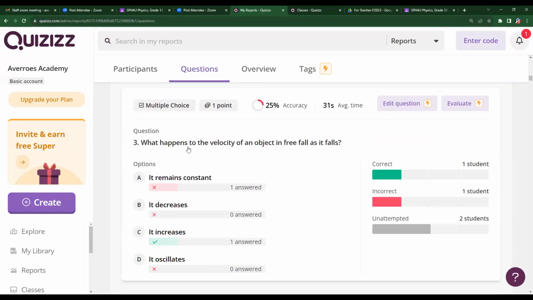What happens to the velocity of an object in free fall when it falls? When an object is dropped, velocity is 0, right? And then every second velocity will increase. On Earth, every second it will gain 9.8 meters per second. So V final equals g t, the acceleration of free fall multiplied by t. And then V final equals V initial plus g t.